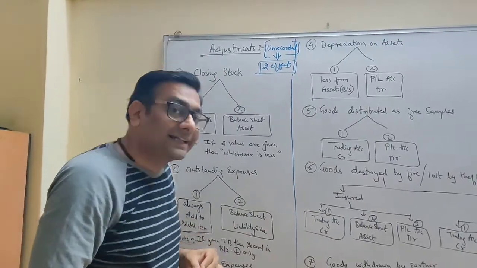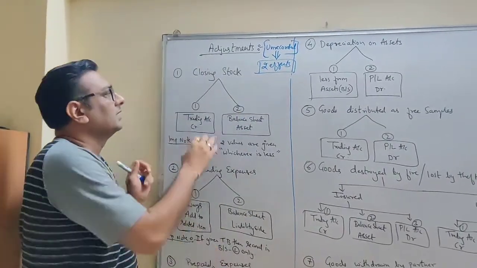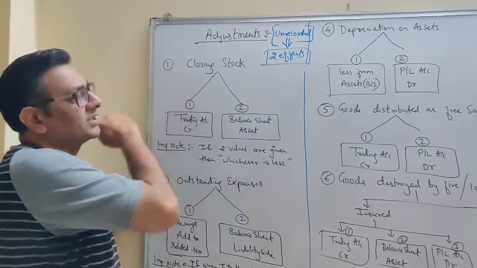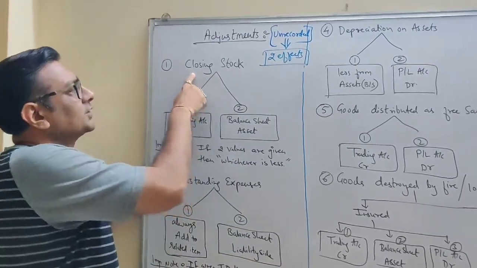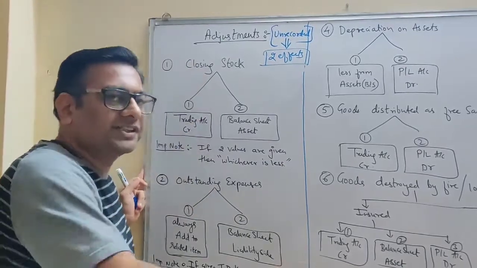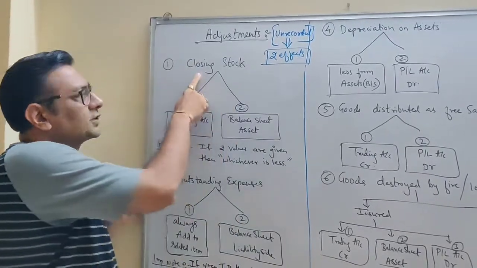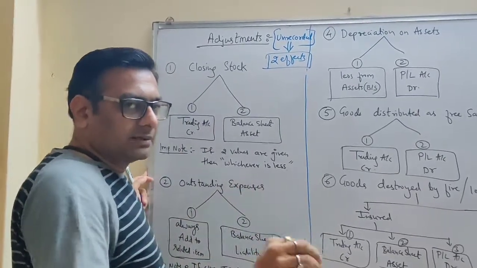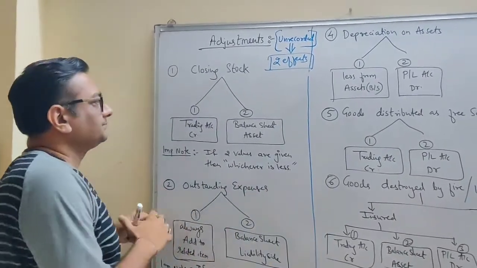So this is a better way of taking a note of it. So let's see one by one all the adjustments. The very first adjustment is closing stock. Now this will be given in every sum, in all the sums, as an adjustment.